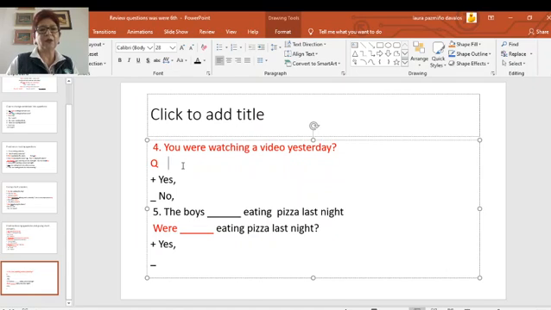So, what are you going to do? You're going to do this in your notebook after the exercises. I don't want you to forget because it is important for me to know how you are going to write this sentence. Okay, so that's it.